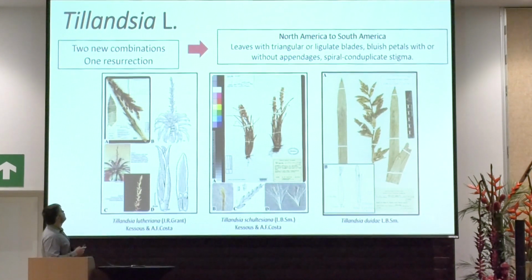For Tillandsia, we proposed 2 new combinations and 1 resurrection. Resurrection is a kind of weird word, but we proposed 1 resurrection called Tillandsioideae, published by Lyman Smith. And we proposed these new combinations because of the triangular, ligulate, bluish petals that do not occur in Vriesea, petals with or without appendages. In Vriesea, we can observe these appendages, and a spiral or duplicate stigma that does not occur in Vriesea as well.